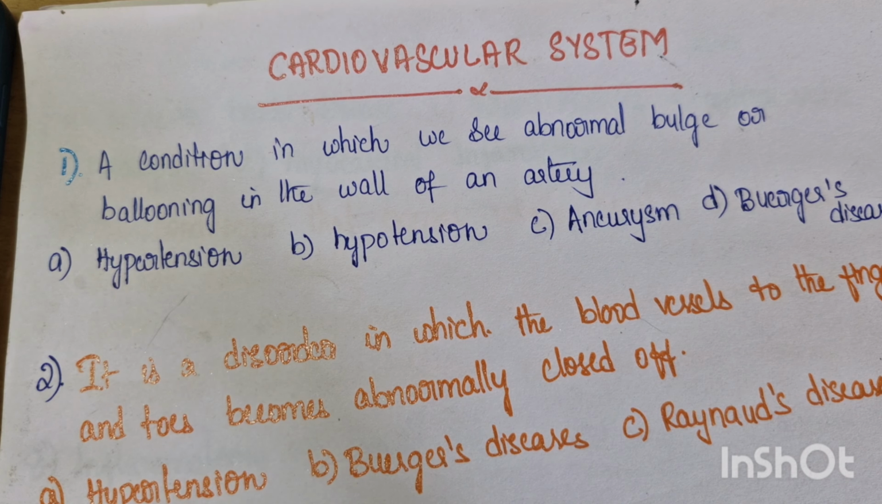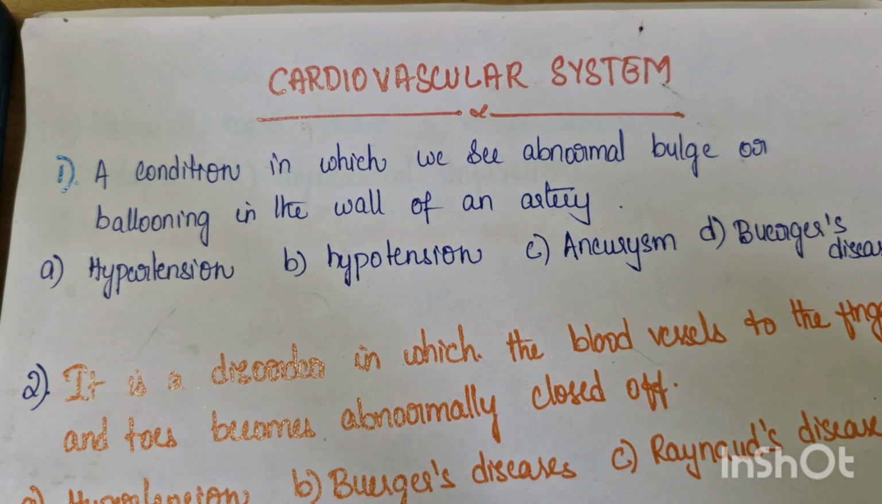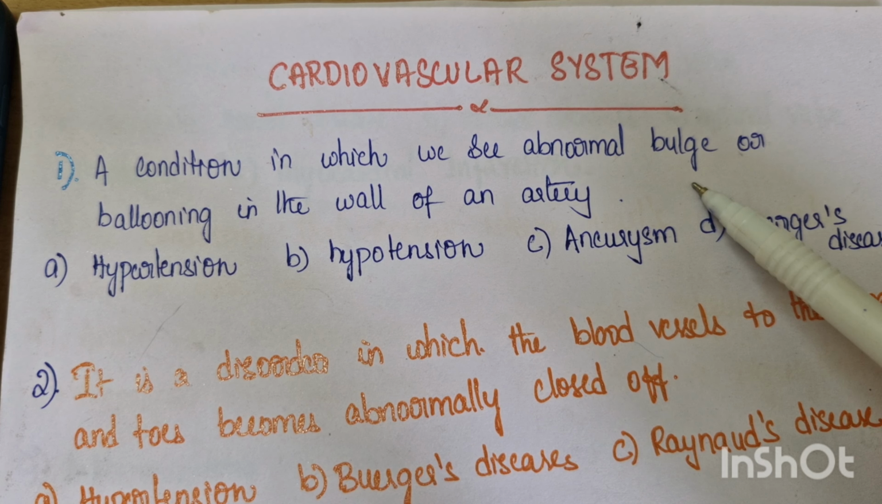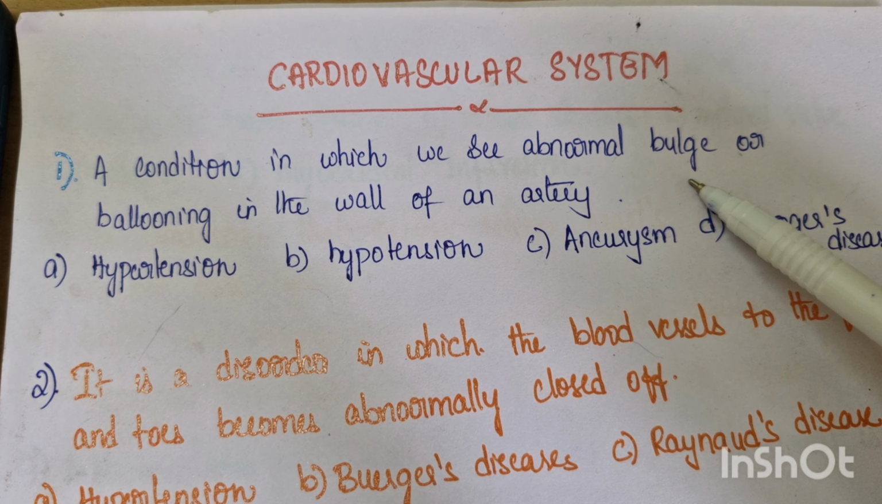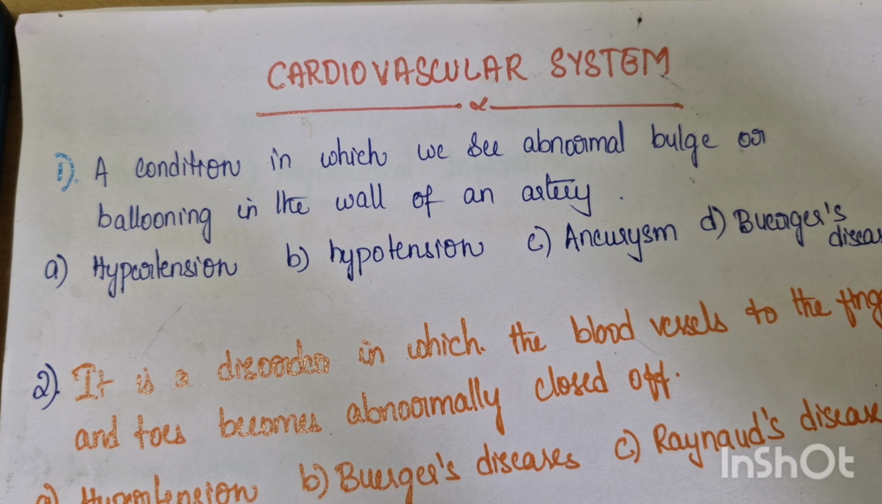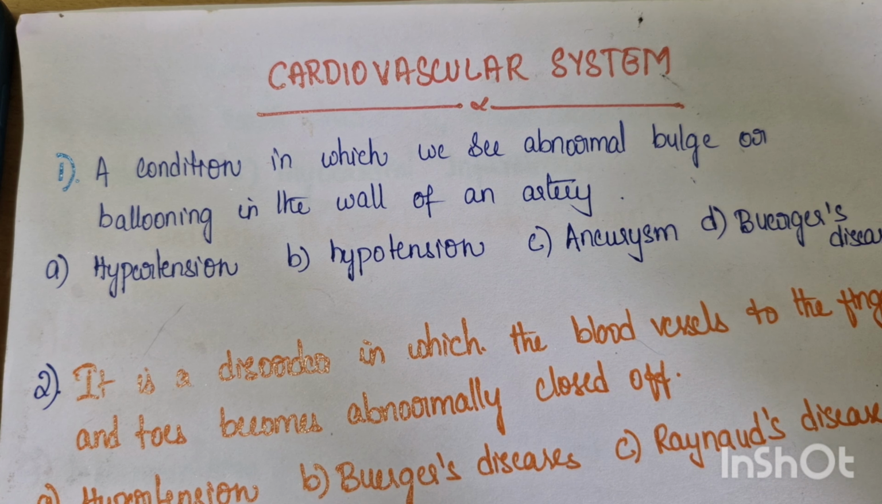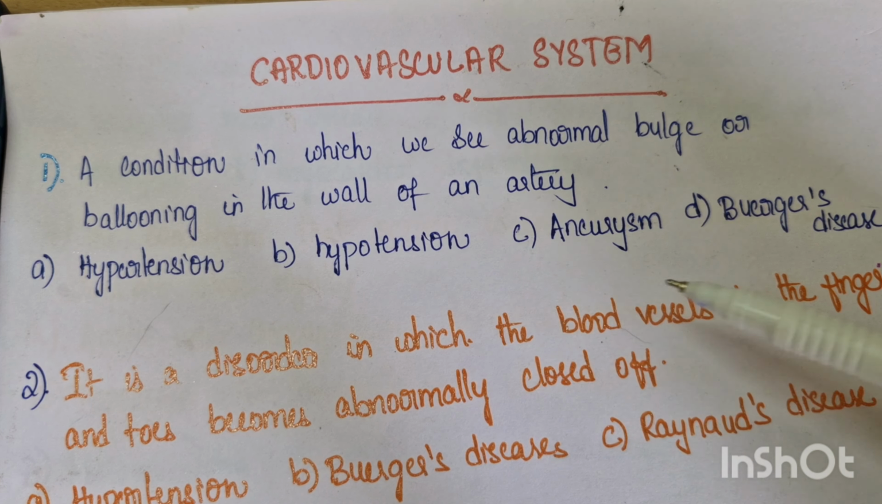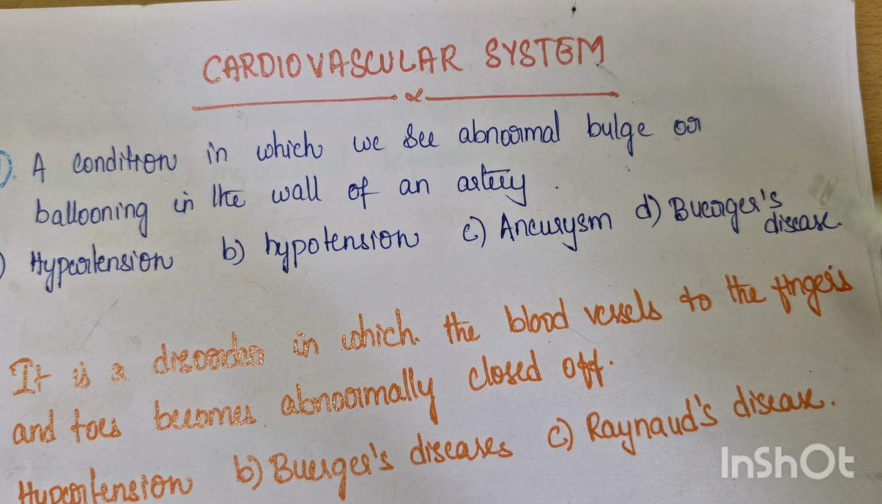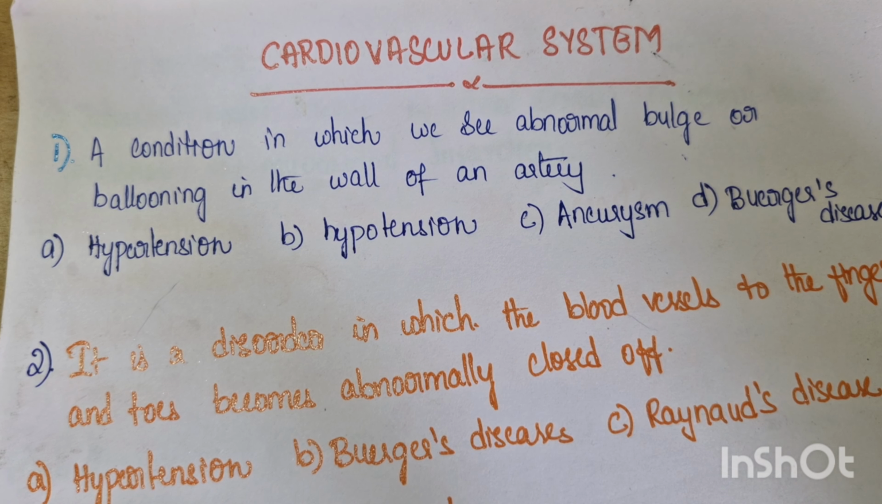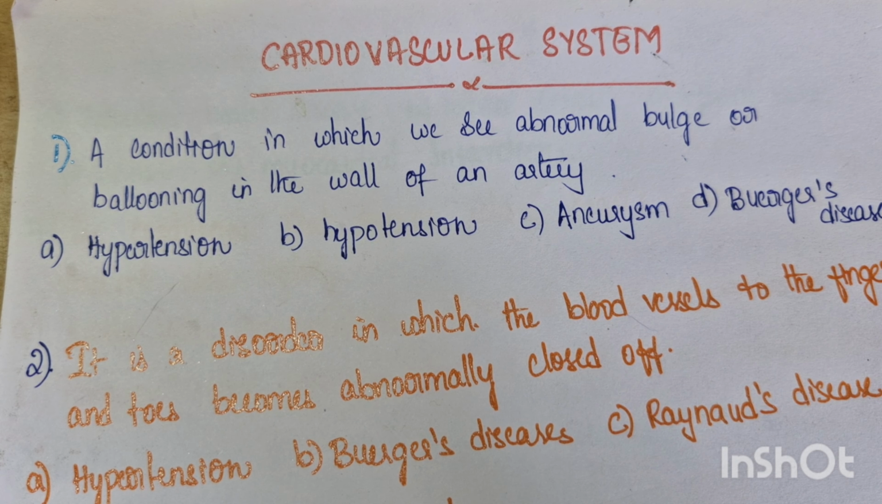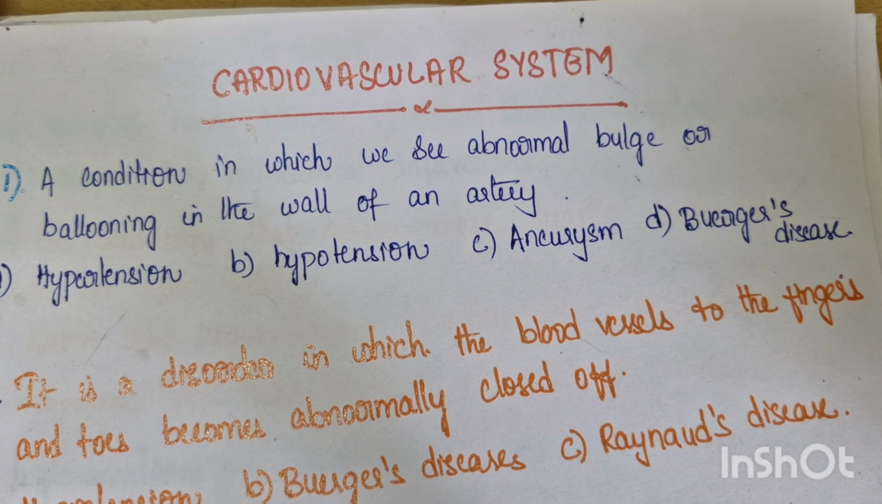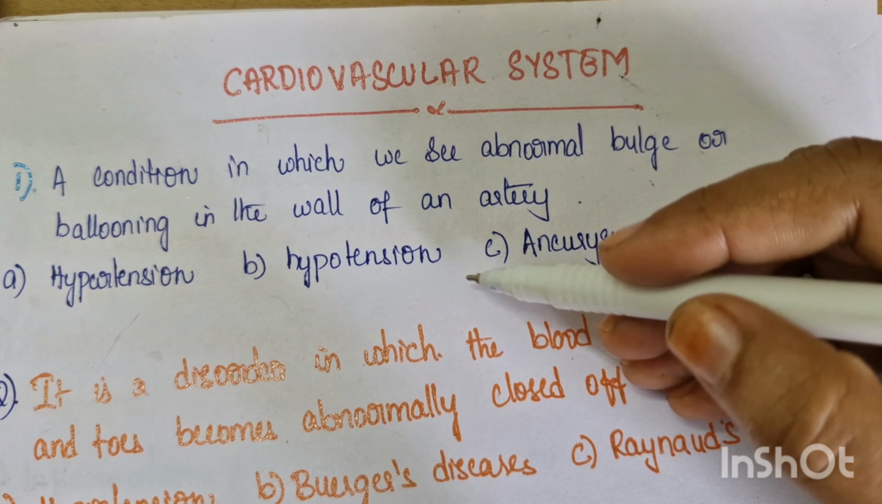The first MCQ is: a condition in which we see an abnormal bulge or ballooning in the wall of an artery. That is, abnormal bulge and expansion of the arteries, like ballooning of the artery wall, looking like a balloon. So that condition is called what? They have given the options: hypertension, hypotension, aneurysm and Buerger's disease. Can you guess the answer? Did you guess? The answer is aneurysm.